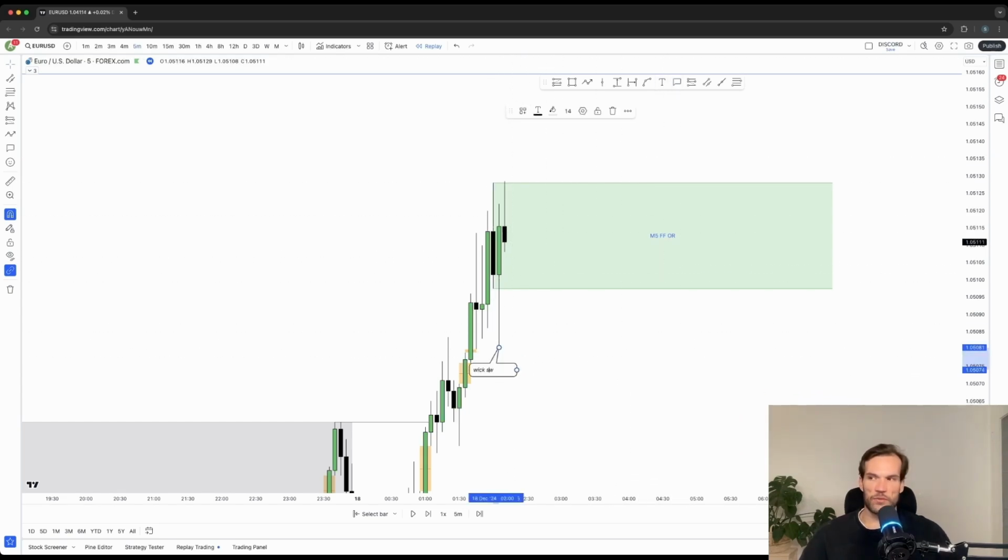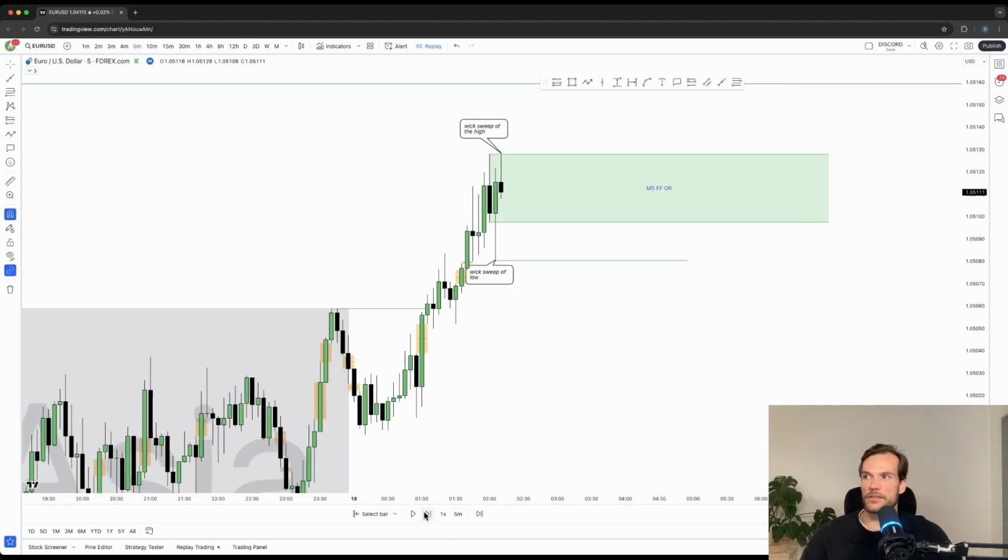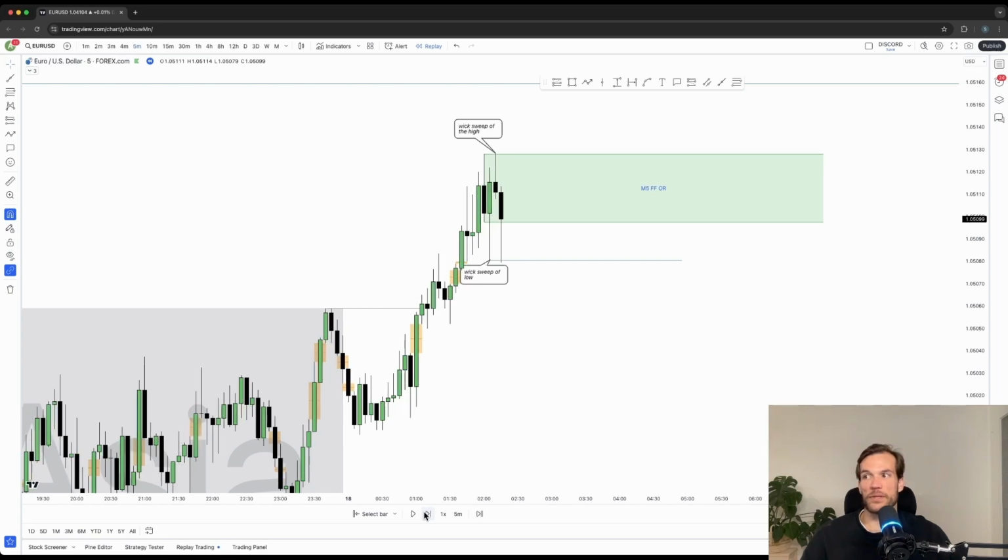So we had a wick sweep of the low. Now we've got a wick sweep of the high. We're looking to go short because that will align with our hourly. So we need a close all the way down here. Let's see. Okay, we get another manipulation.